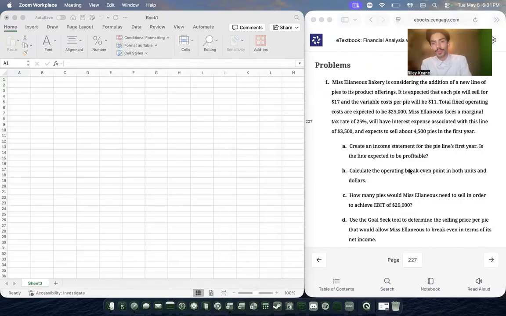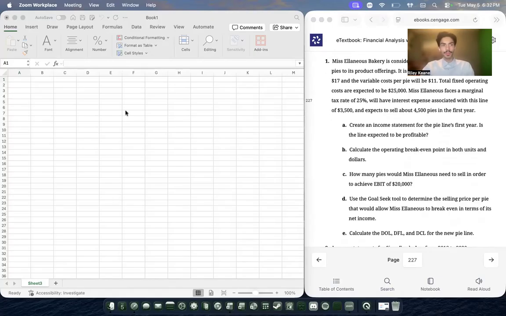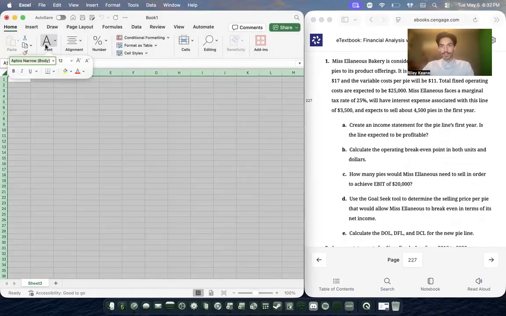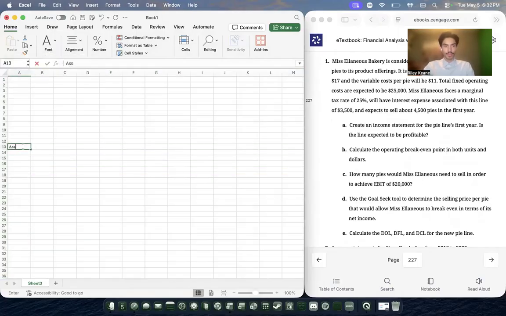So for Problem 7, it goes, Miscellaneous Bakery is considering adding a new line of pies to its product offering. Each pie will sell for $17 with a variable cost of $11. Total fixed costs of $25,000. Miscellaneous has a marginal tax rate of 25%, interest expense with the line of $3,500, and expects to sell 4,500 pies in the first year. So the first step is to create an income statement for the pie line and determine if it will be profitable. So let's start with the assumptions.